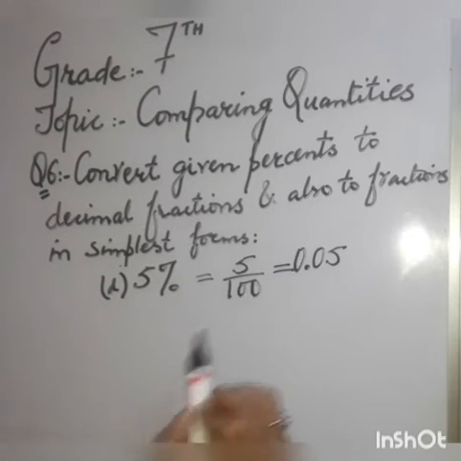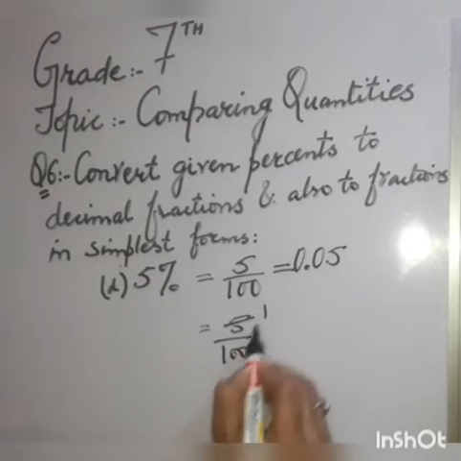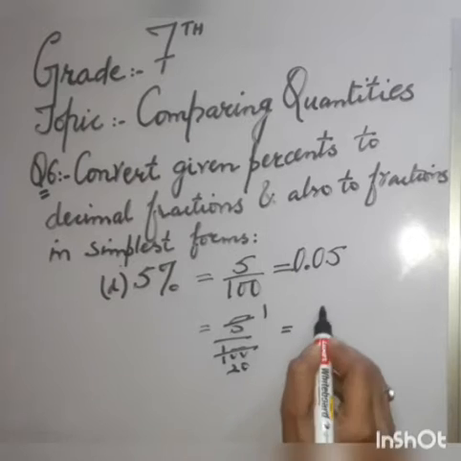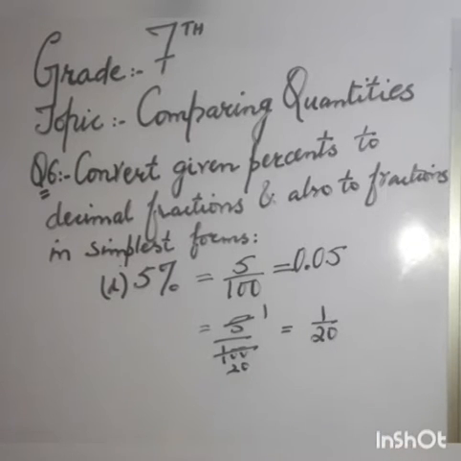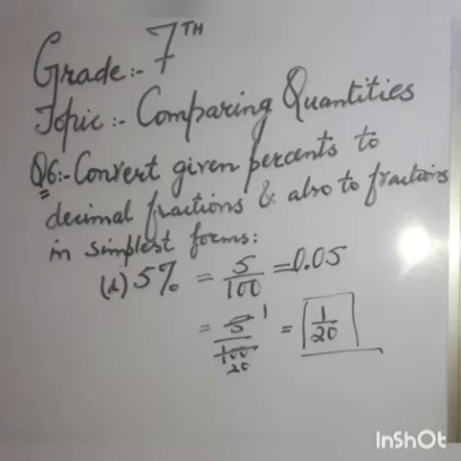Now writing this fraction in the simplest form, 5 by 100: 5 1s are 5, 5 2s are 10 and 0. So 1 by 20. Further cancellation of this 1 by 20 is not possible. So 1 by 20 is the fraction in the simplest form. Clear? This is the decimal fraction and this is the fraction in the simplest form.